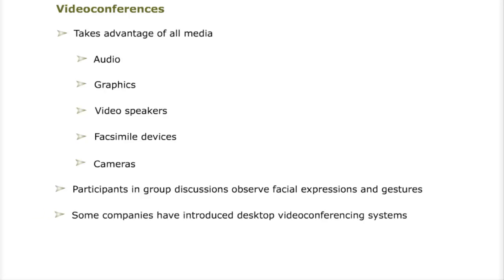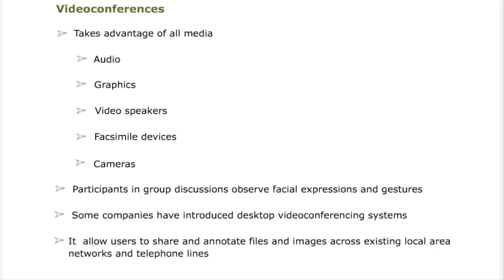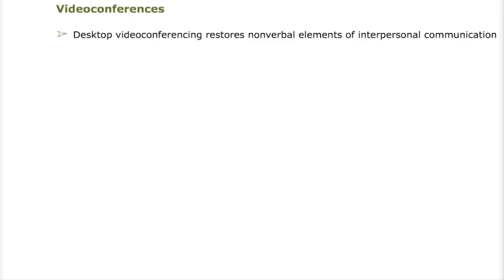Some personal computer companies have introduced inexpensive personal desktop videoconferencing systems that allow users to hold electronic meetings and share and annotate files and images across existing local area networks and telephone lines in real time. Desktop videoconferencing restores the non-verbal elements of interpersonal communication that are lost over the telephone and is more personal than a disembodied voice at the other end of a telephone line.